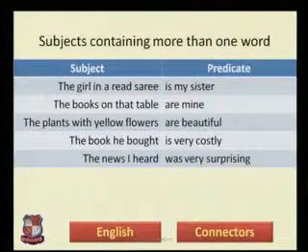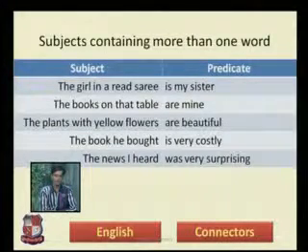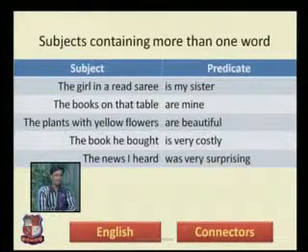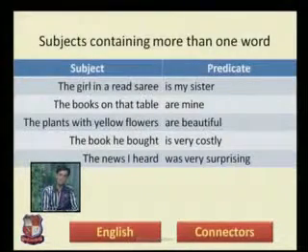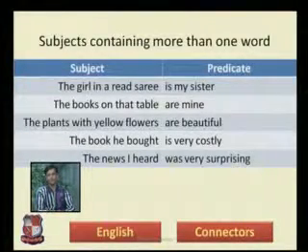As you can see in the first sentence, the girl in a red sari is my sister. Now the main subject, as you can see, is the girl. In a red sari is a phrase. It is called an adjective phrase. This entire phrase modifies the noun, that is the girl. It means the girl in a red sari becomes the subject, and is my sister, the rest of the sentence, becomes the predicate.